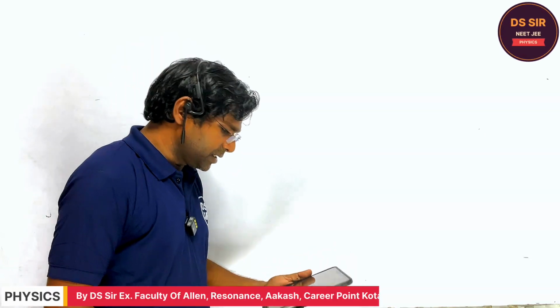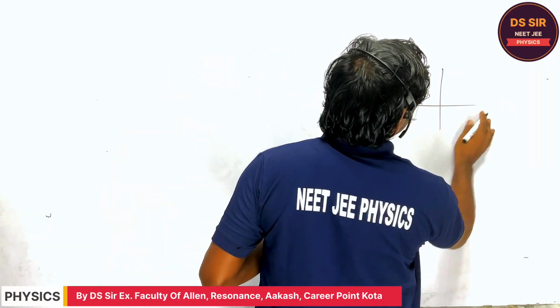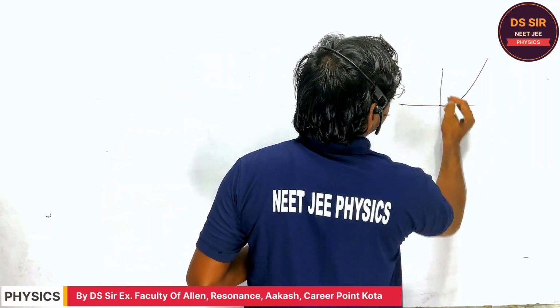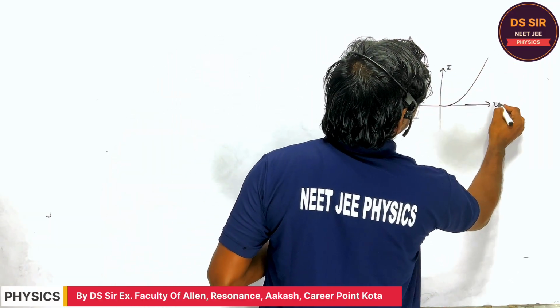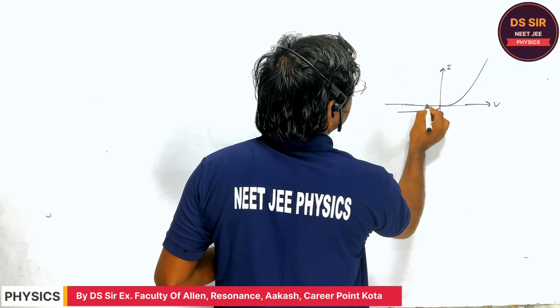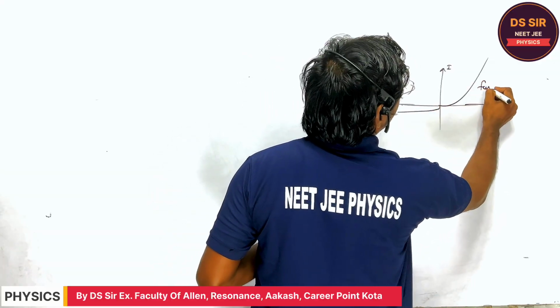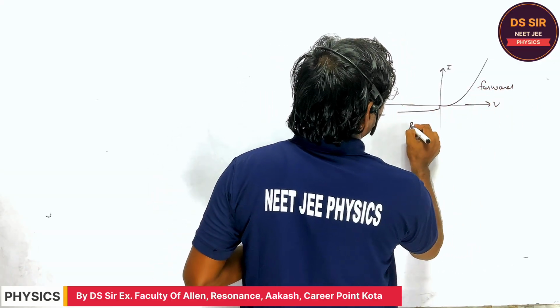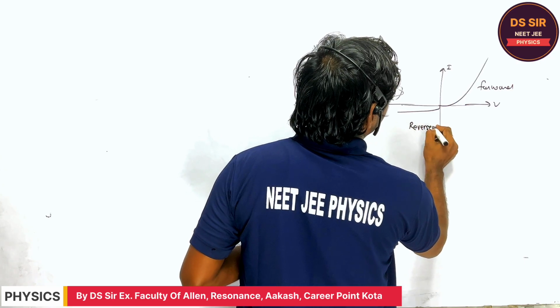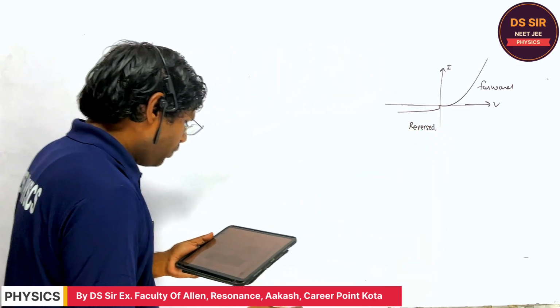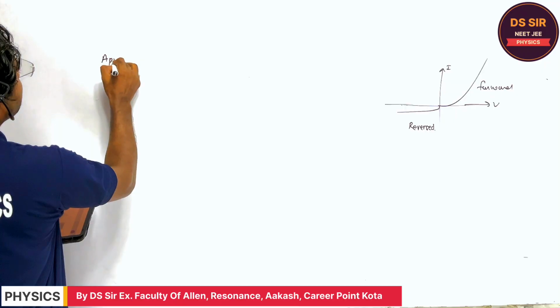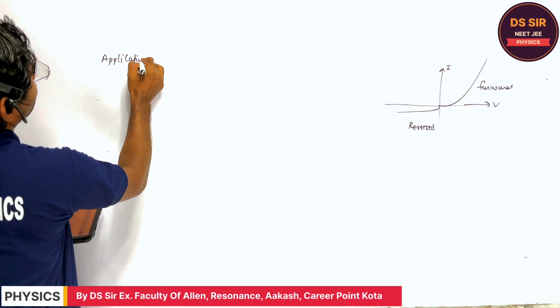So in the previous lecture, we discussed the PN junction, forward biasing and reverse biasing. If you revise, this is the forward characteristics of the diode, current versus voltage, and this is the reverse bias. This is the forward bias characteristics, and this is the reverse bias, right? So now in this lecture we will see the application of diode.